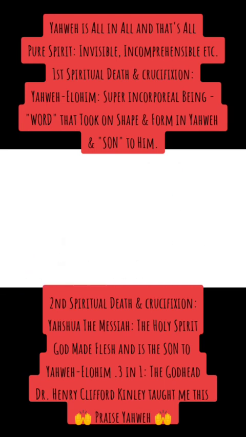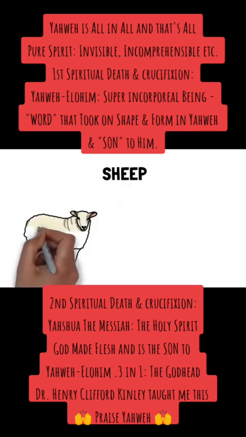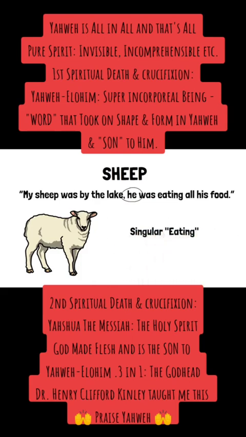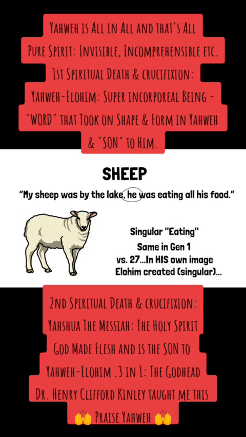A good example in English is the word sheep. It can be used for one sheep or three sheep or 1,000. It goes both ways, singular and plural. But how it's used in a sentence can tell you how it should be understood. I could say, my sheep was by the lake. He was eating all his food. Notice I said the singular pronoun he, which gives away that it's about one sheep that I'm referring to. And also, if I was speaking in Hebrew, I would have used a singular form of the word eating to also confirm that this is about one sheep. So also, in Genesis, there's several singular pronouns, and the word created in Genesis 1:1 is in the singular. Thus, Genesis 1 is about one person creating.